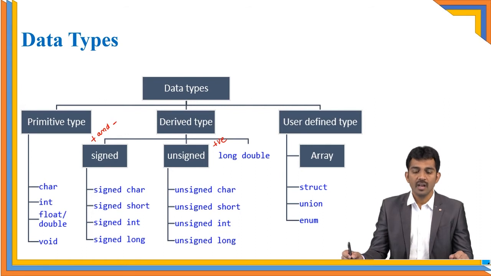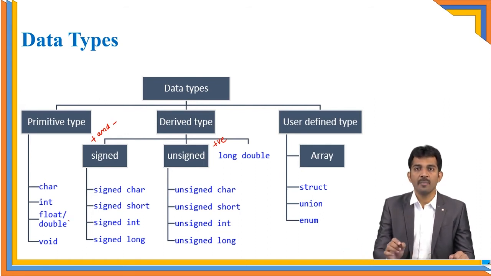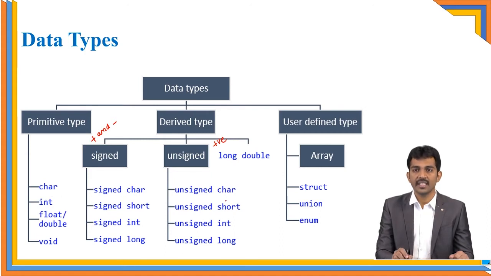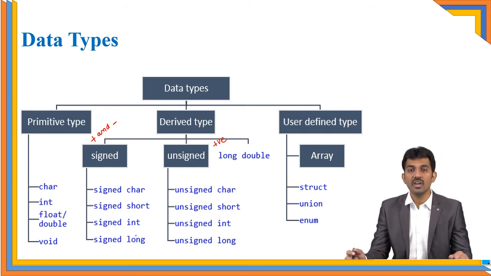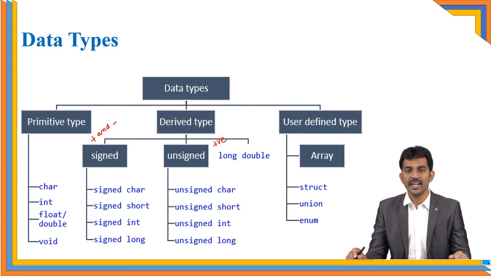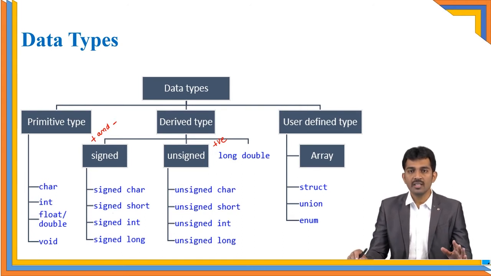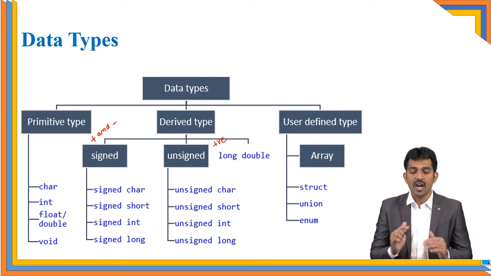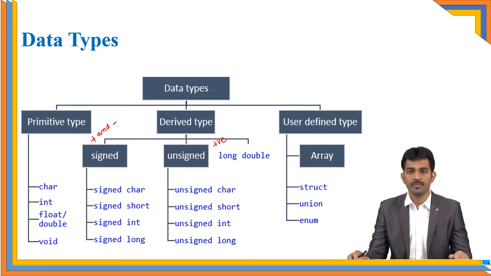As well as the extension of these primary, or primitive, types: character, signed character, unsigned character; short, signed int, signed short, and unsigned short; signed int, unsigned int. So the extension of the primitive is called derived data types, and then come the user defined data types. We'll see all the data types very clearly later. In this class we are going to concentrate on the derived as well as the primitive data types.